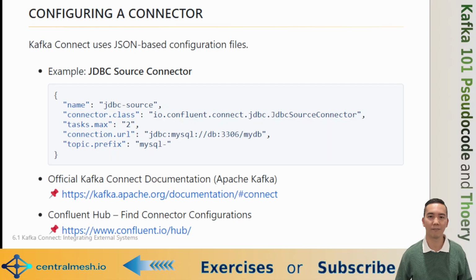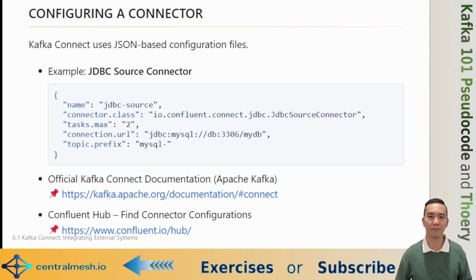We give it a name, jdbc-source. We specify the connector class. This tells Kafka Connect which connector to use. In this case, it's the JDBC source connector class. We define how many tasks it can run in parallel, tasks.max equals 2. The database connection URL tells it where to pull data from. And finally, it adds a topic prefix to control where the data lands in Kafka.